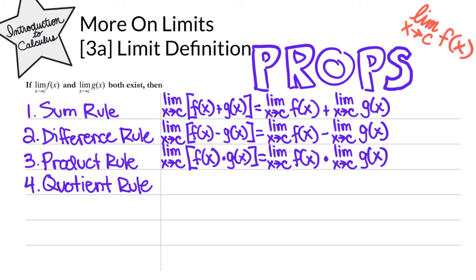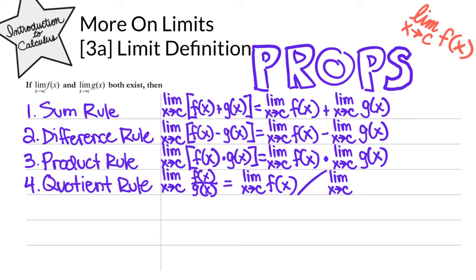The fourth one is the quotient rule. The limit as x approaches c of the quotient of two functions, such as f of x and g of x, is equal to the limit as x approaches c of f of x divided by the limit as x approaches c of g of x. But in this case, the denominator cannot be equal to 0, meaning the limit as x approaches c of g of x can't be 0.